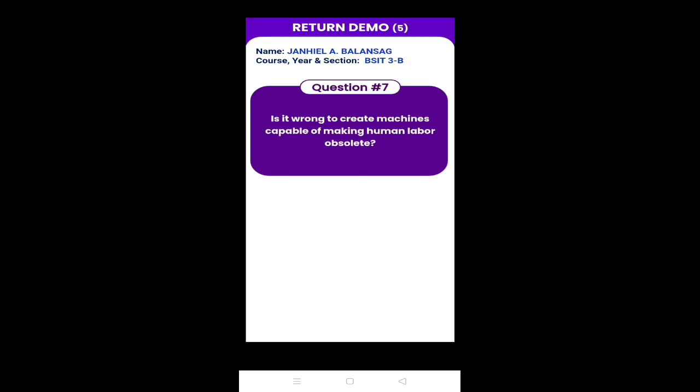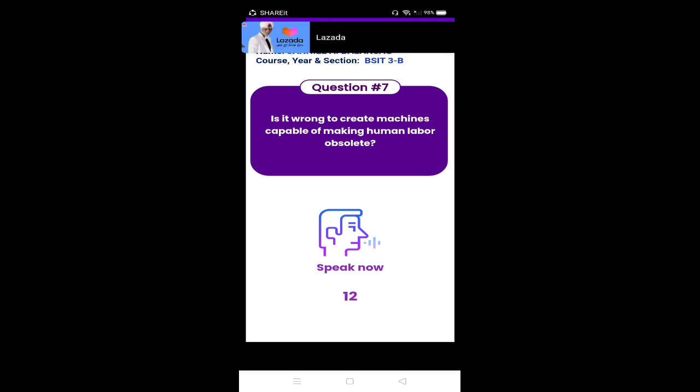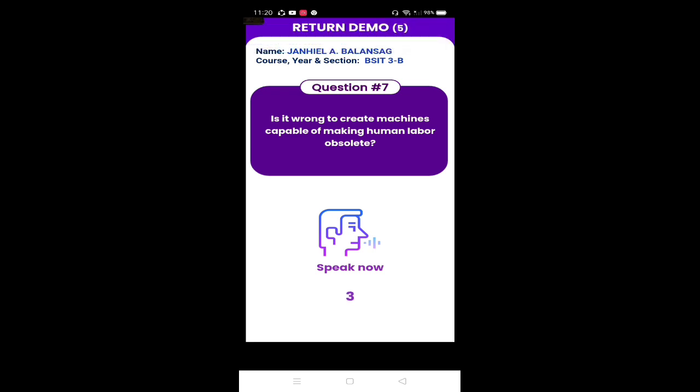Question number 7. Is it wrong to create machines capable of making human labor obsolete? Well, human labor may be obsolete by 2045. The computer scientist expects that within 30 years, machines will be capable of doing almost any job that humans can. Rice University computer scientist Moshe Vardi expects that within 30 years, machines will be capable of doing almost any job that a human can.